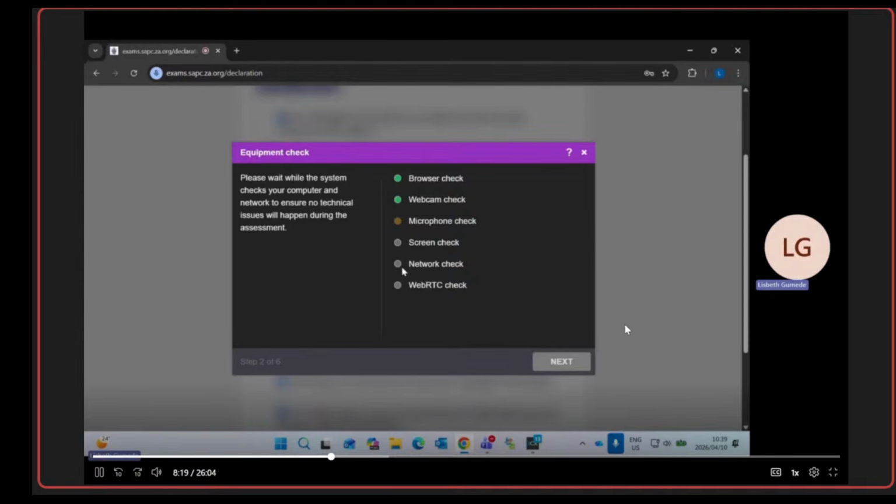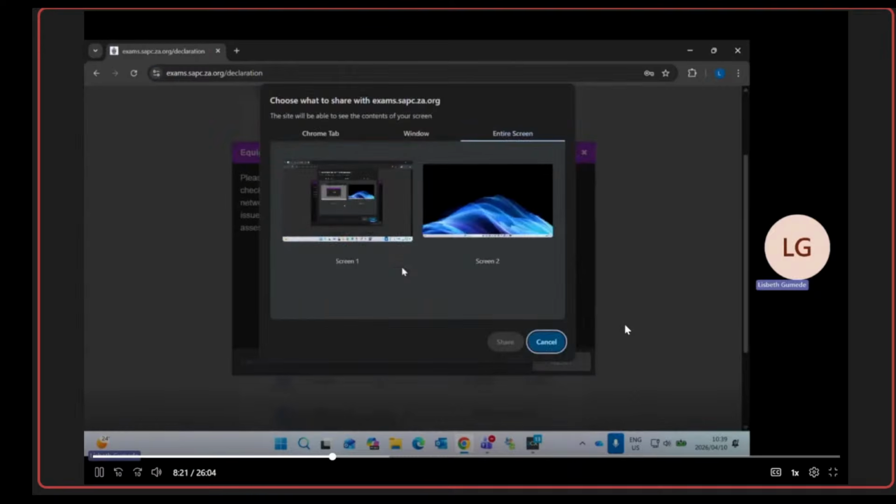They are able to hear everything that I'm doing throughout the examination. So that passed. We are now on the screen check. With the screen check, I currently have my second screen connected, which is why we are able to see screen 2. When you have two screens opened like this, you are unable to share all of them at the same time. So you'll be forced to choose one.